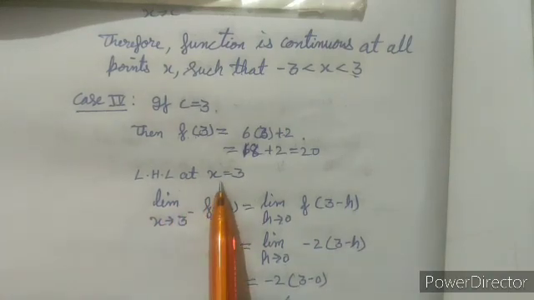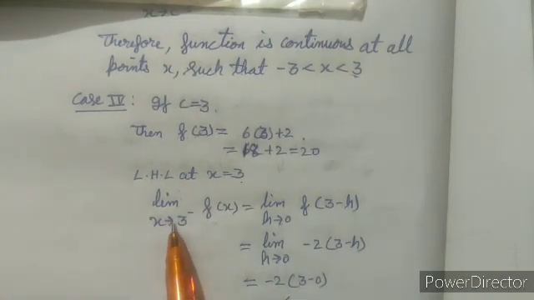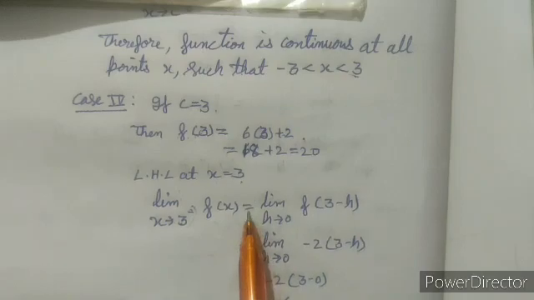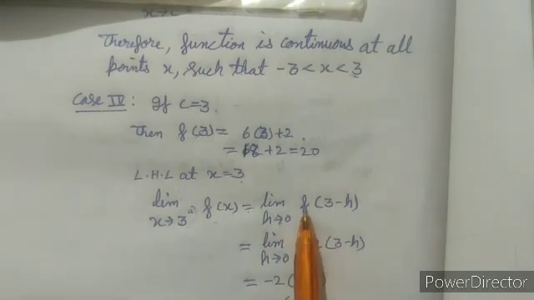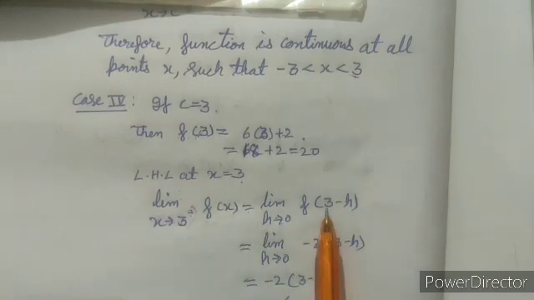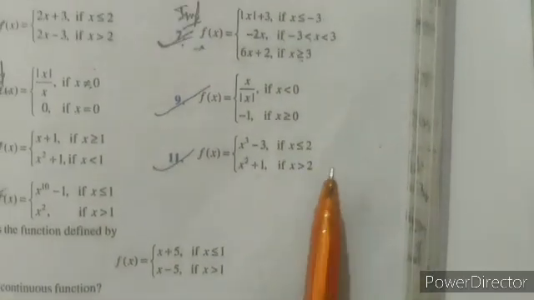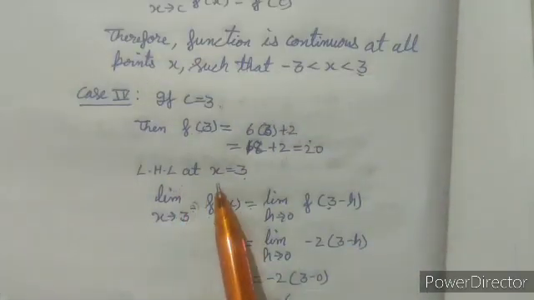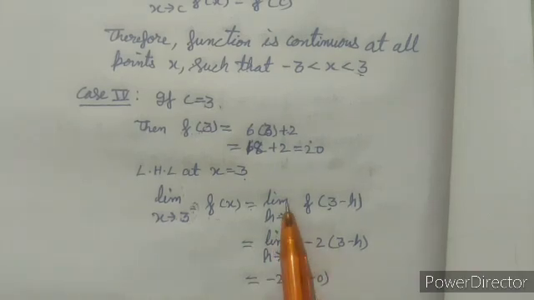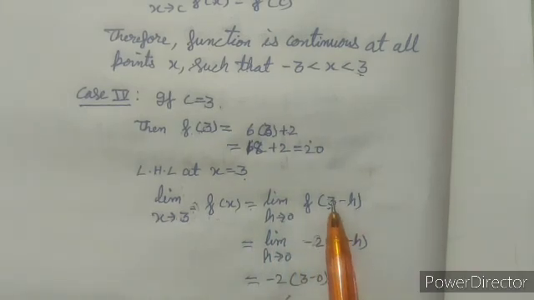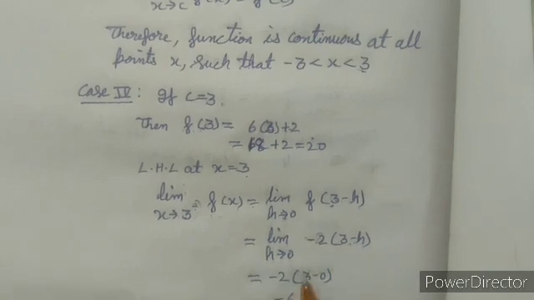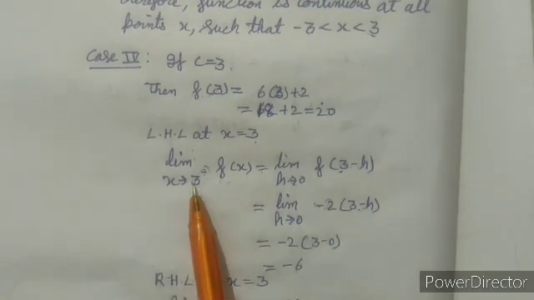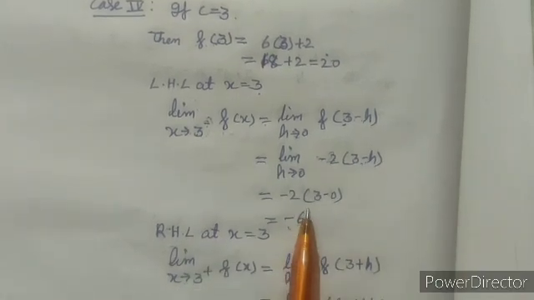Now the left hand limit at x equal to 3 will be limit x tends to 3 minus, or you can say less than 3, f(x), and that will be limit h tends to 0 f(3 minus h). Now 3 minus h means less than 3. For less than 3, the value of the function is minus 2x. So we will take the function minus 2x. So that will be limit h tends to 0 of minus 2, and in place of x we will write 3 minus h. Now putting the value of h as 0, we get the value of the left hand limit as minus 6.